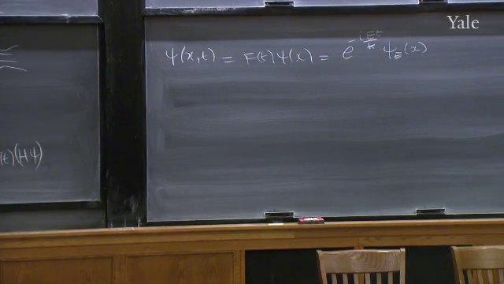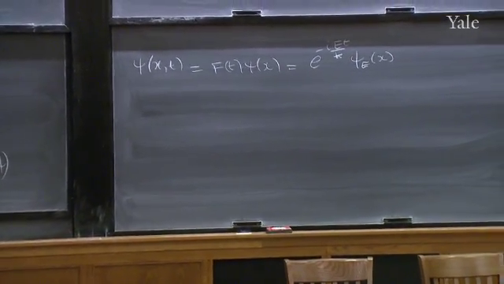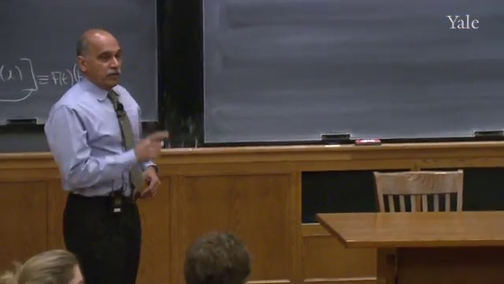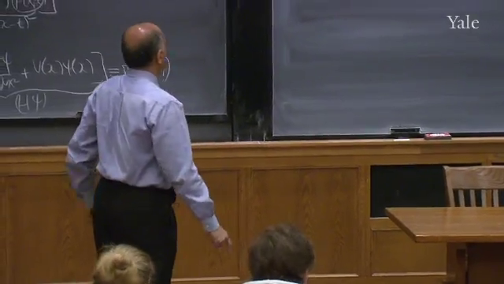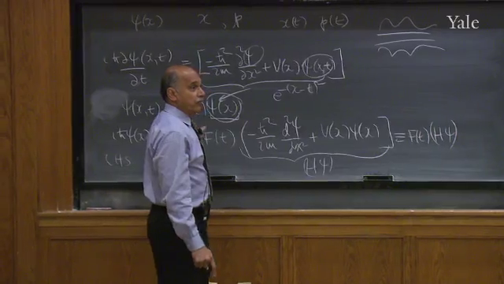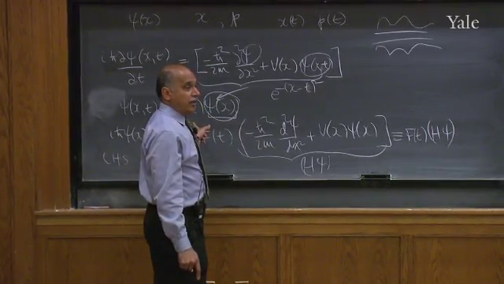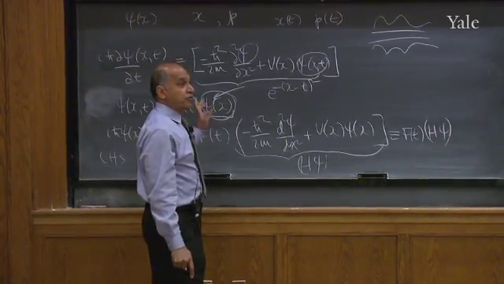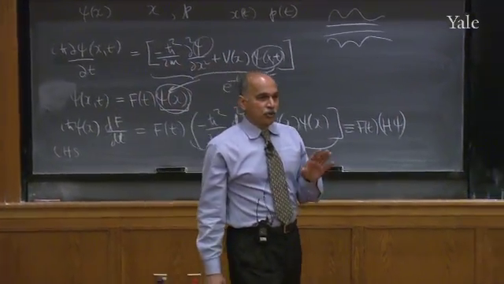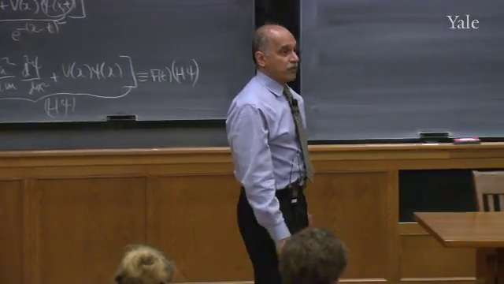Is it possible that there are other solutions, psi of x and t, that don't satisfy the condition? Okay, the question is, are there other solutions for which this factorized form is not true? Yes. And I will put you out of your suspense very soon by talking about that. But I want everyone to understand that you can at least solve one case of Schrodinger's equation.